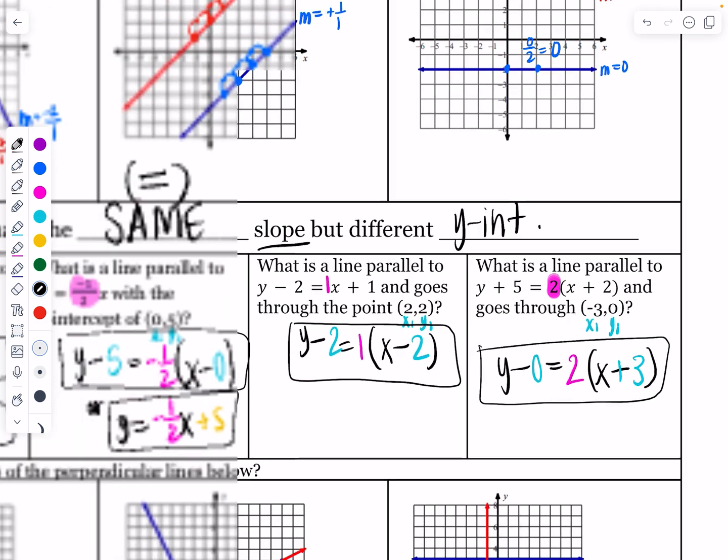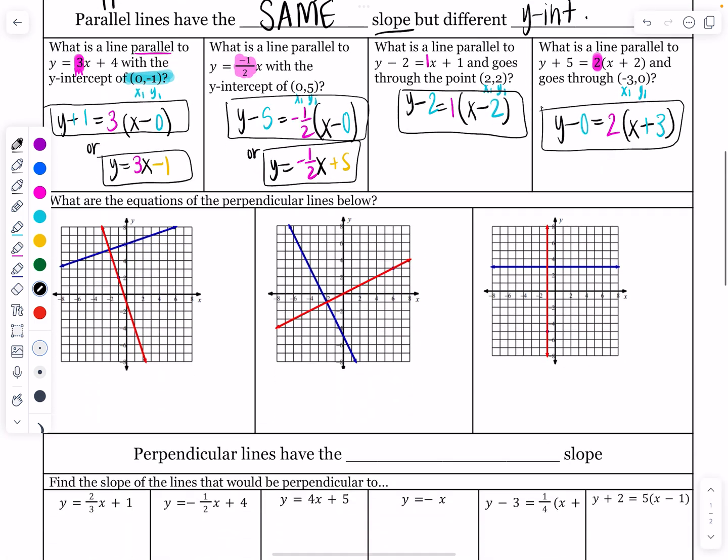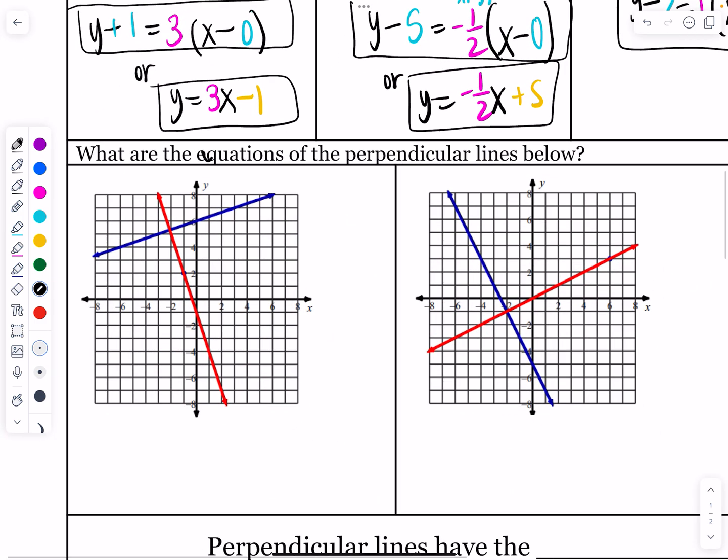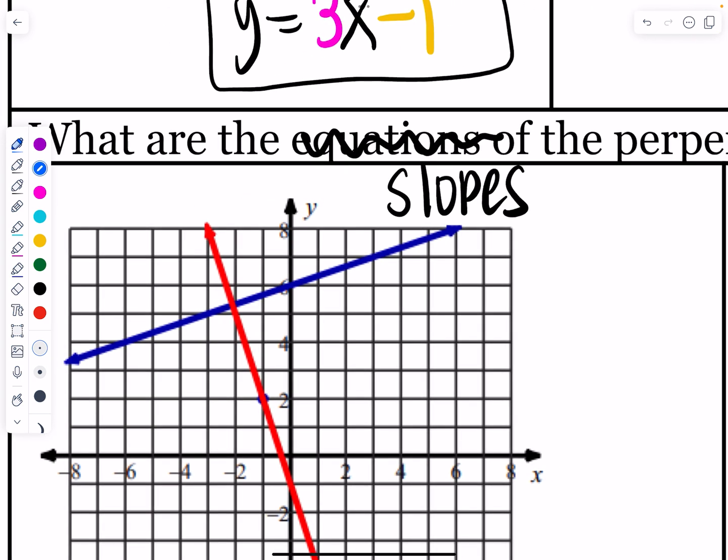All right, what are the equations of the perpendicular lines below? Again, cross out the word equations for me. Let's change that to slopes. Let's just investigate slopes to get started. So again, I'm going to have the class do the exact same thing in person. We're going to find the slope of the blue line. Slope of the blue line is rise is 1, run is 3. We know it's a positive line. It's a positive 1 over 3.